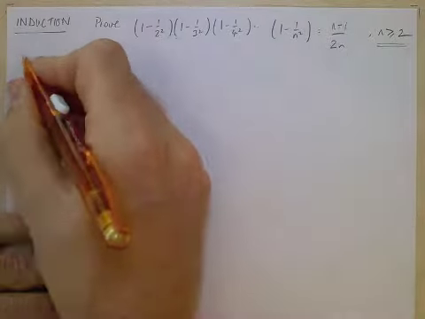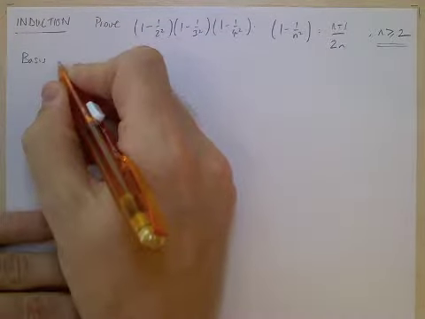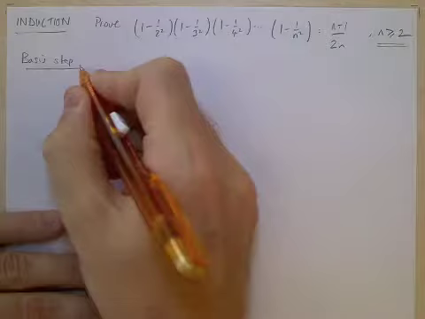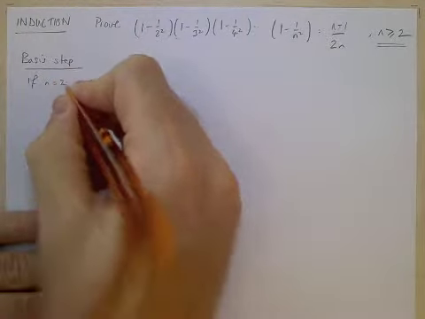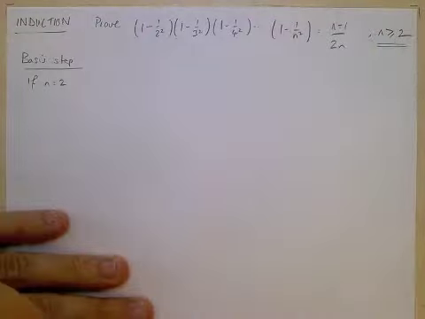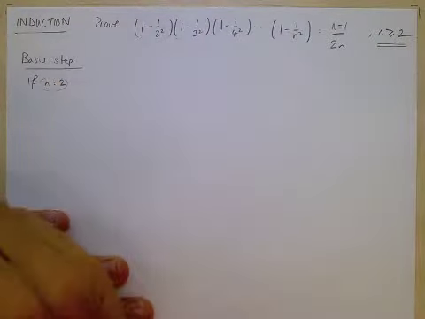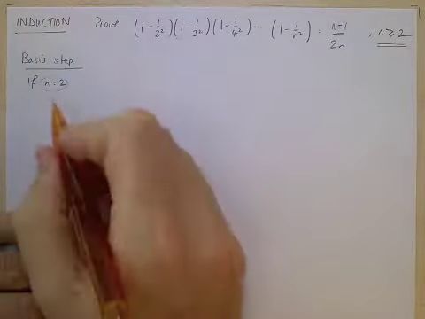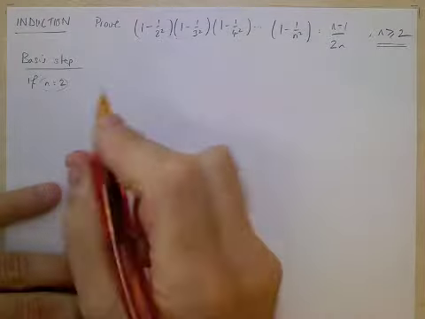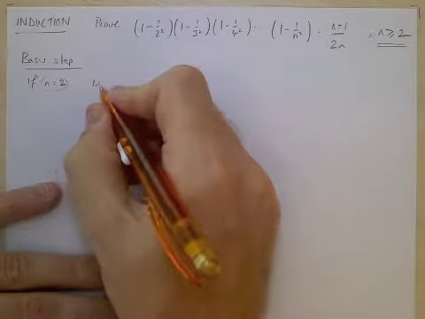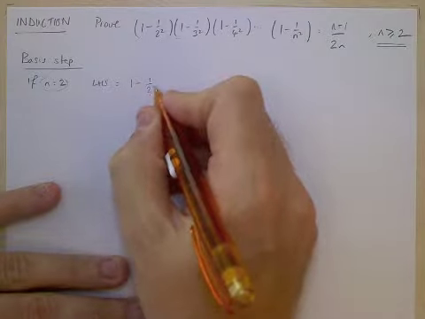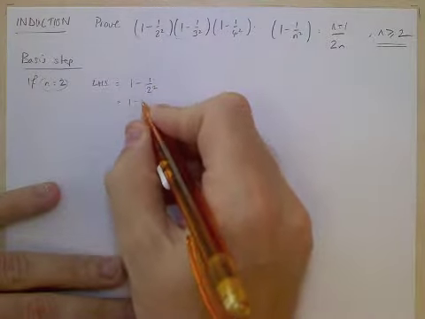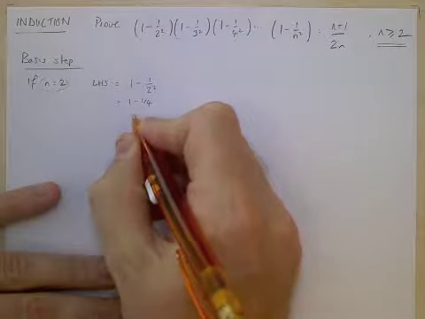So, as always, start with the basis step. And here, I need to consider n is 2, the first case. So this is unusual. Most of the time it's n is 1. But here, the basis step says n is 2. Let's check this out. I want to check the left-hand side is going to be 1 minus 1 upon 2 squared. 1 minus a quarter is 3/4.